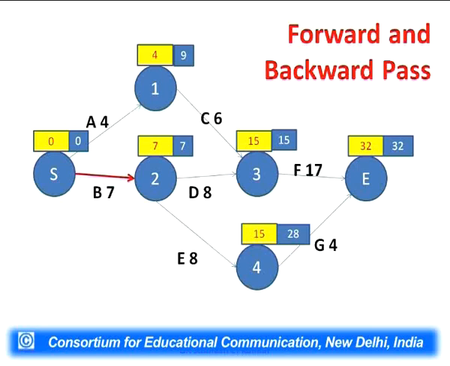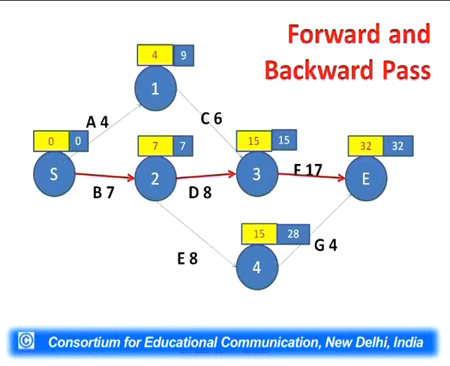Node 2 lies on the critical path. Why is 2 on the critical path? Because both timings are the same, 7 and 7. And next is node number 3, which also falls on the critical path because the milestone on 3 shows 15 and 15, same timings. The last one, ending point, ending event: 32 and 32 are the same, so this also lies on the critical path.